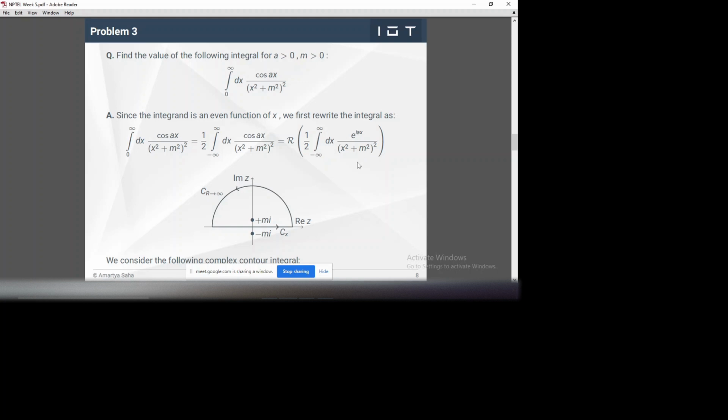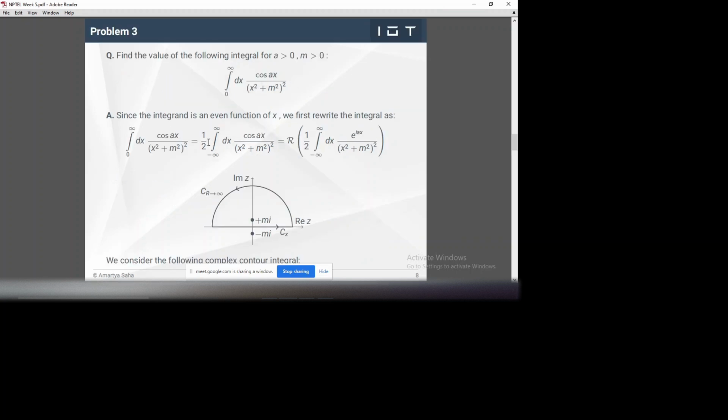So of course, as you might have guessed by now, the complex integral that we will take will be this. So this is the complex integrand, e to the power i a z divided by z square plus m square, whole square. This is our complex integrand. And let us now look at this contour. What will be our closed contour?